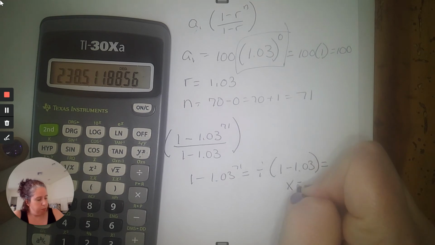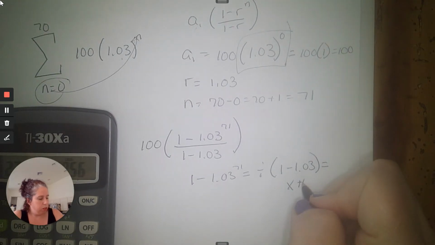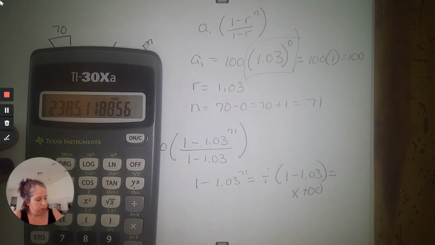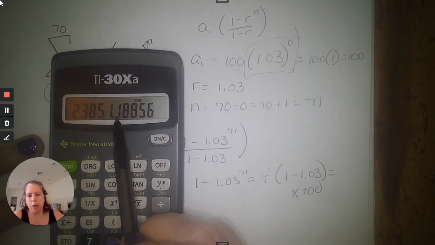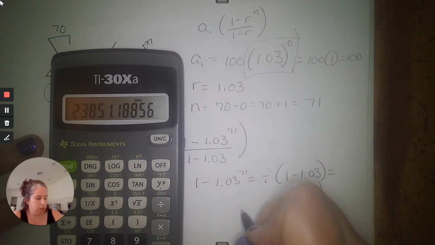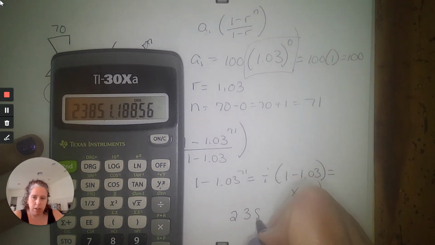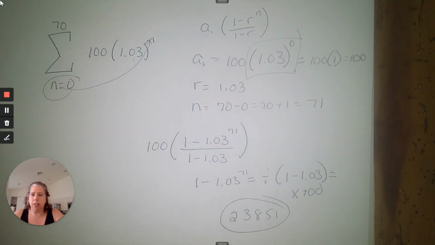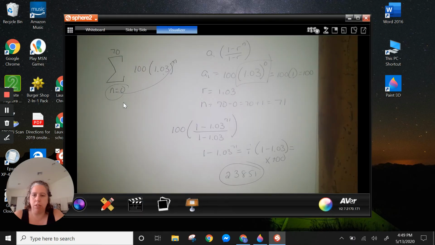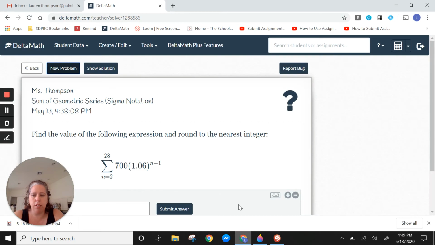Now we're going to times it by the number on the outside, which is 100. So times 100. Okay, and again, it says rounded to the nearest integer. So behind the decimal is a 1, which means this stays. So our answer would be 23,851. Okay, let's go do one actually on Delta Math so you can see that it's exactly the same. All right, let's do this one right here.